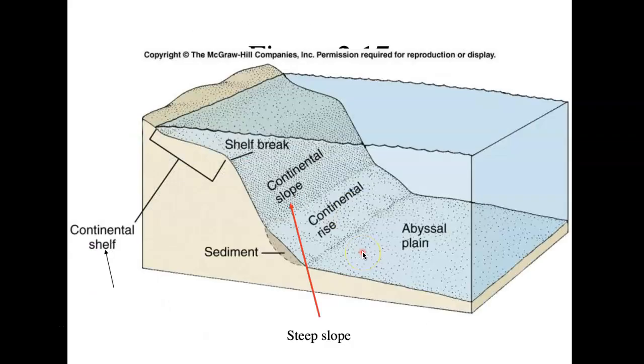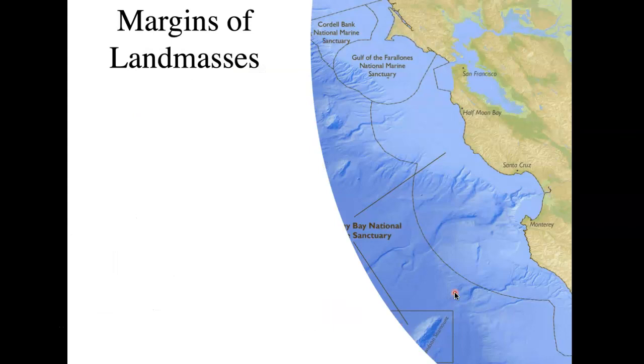So again, just another image. This one's actually from your book, so you'll recognize this one, talking about the continental shelf, the shelf break here, then we go into the continental slope, continental rise, and then the abyssal plain. Again, we'll talk about all of these here in just a moment. So let's first talk about continental shelves.